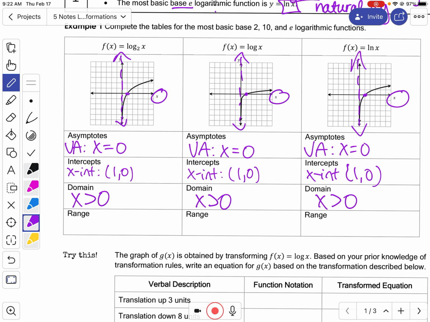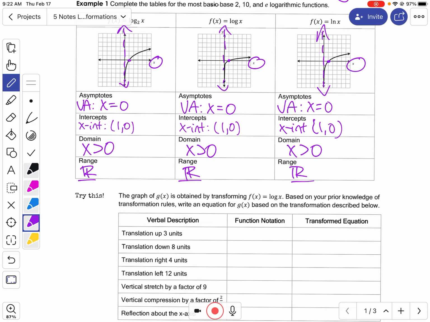And then the range, if you look, notice it's going down continuously, also going continuously up. So it's all real numbers for your range on all three of them. So remember, on the exponential, the domain was all real numbers every time, and then the range was y is greater than 0. Now it's the opposite because these are inverses, and log is an inverse of an exponential. So your range on all of them will be all real numbers. Your domain will change based on your transformations.